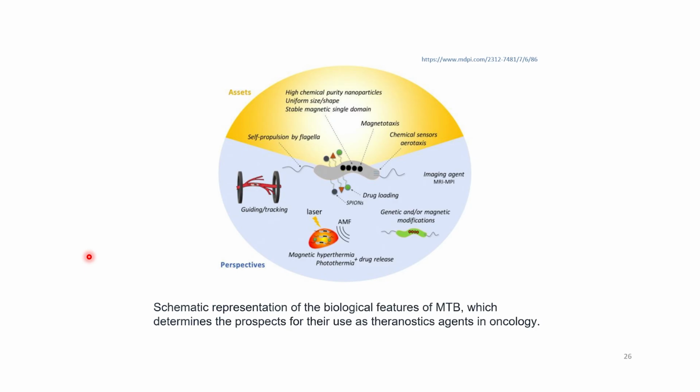That's a schematic representation of the biological features of a magnetotactic bacteria, which determines the prospects for the use as theranostic agents in oncology. So what is a magnetotactic bacteria? It is a bacteria that has some magnetic mineral nanocrystals that align in a certain way, that is known as magnetotaxis. It aligns with the Earth's magnetic field to navigate to places for oxygen. Whatever oxygen it needs, it can navigate to those oxygen specific places by aligning with the Earth's magnetic field.